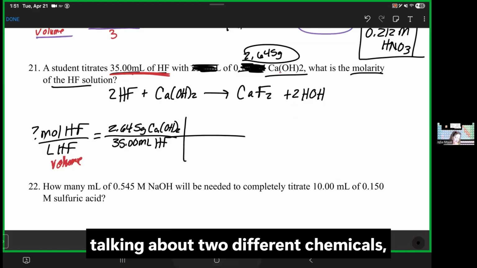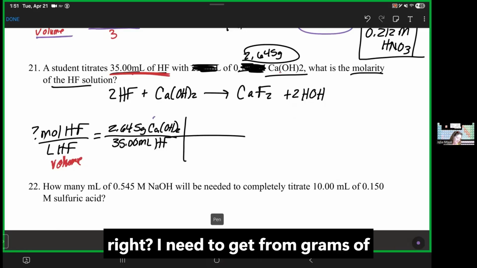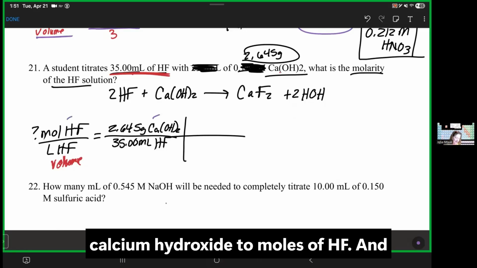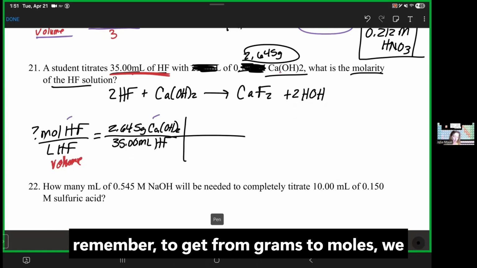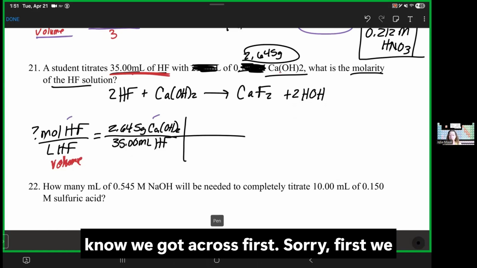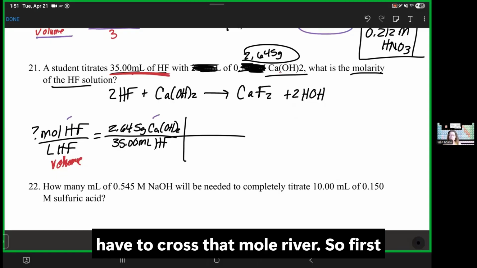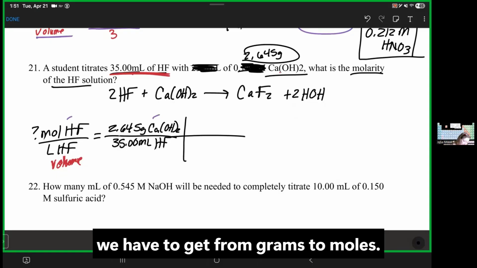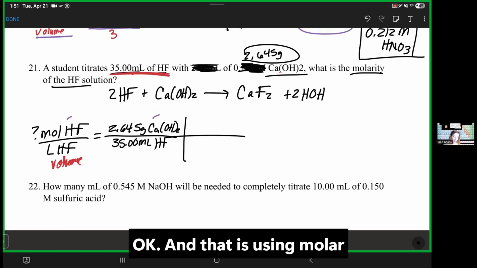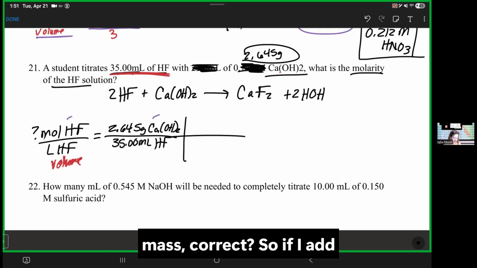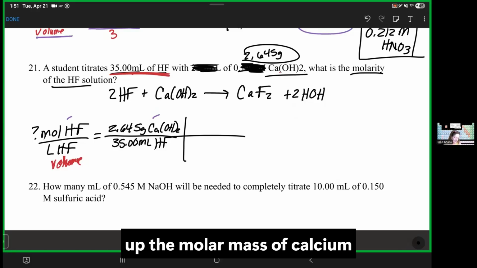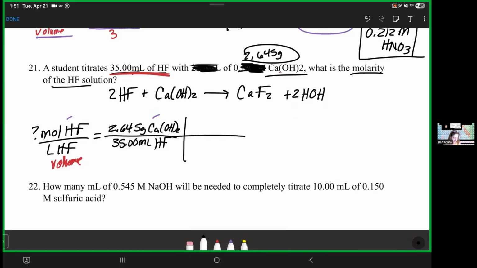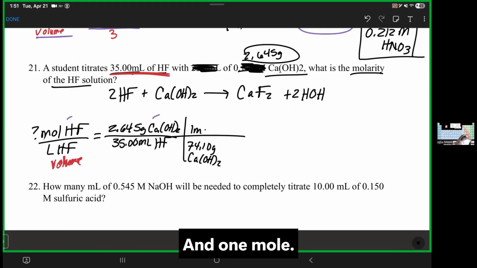Okay, so we're talking about 2 different chemicals, right? I need to get from grams of calcium hydroxide to moles of HF. And remember, to get from grams to moles, we have to cross that mole river. So first we have to get from grams to moles. Okay, and that is using molar mass, correct? So if I add up the molar mass of calcium hydroxide, I get 74.10. So 74.10 grams in 1 mole.